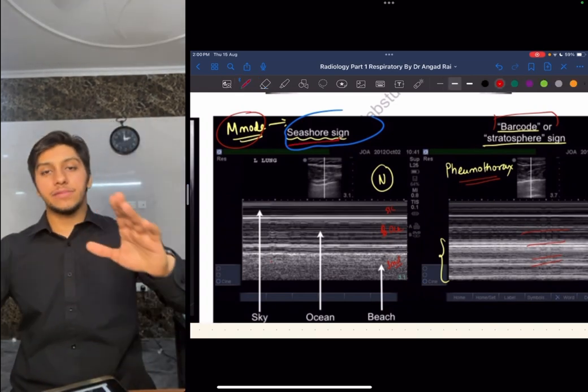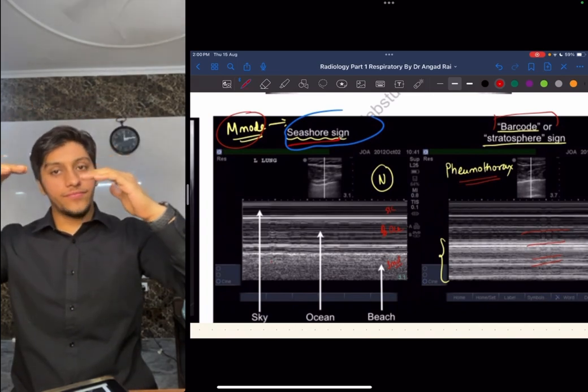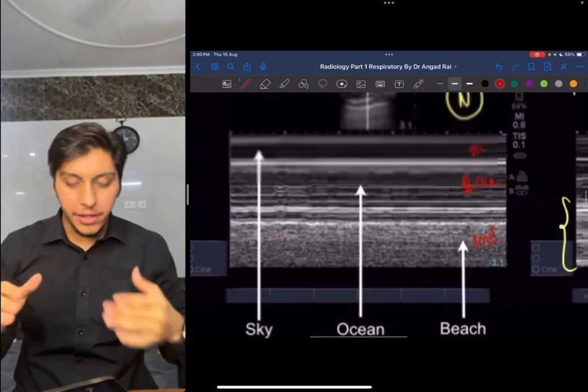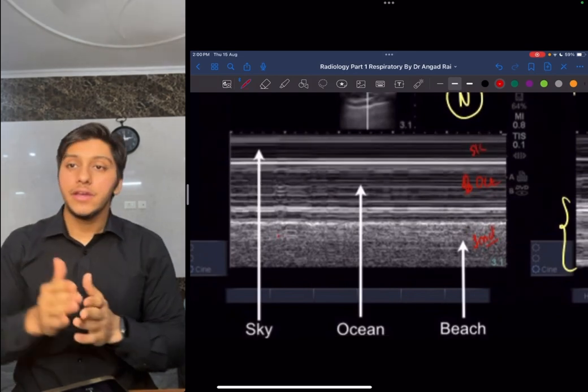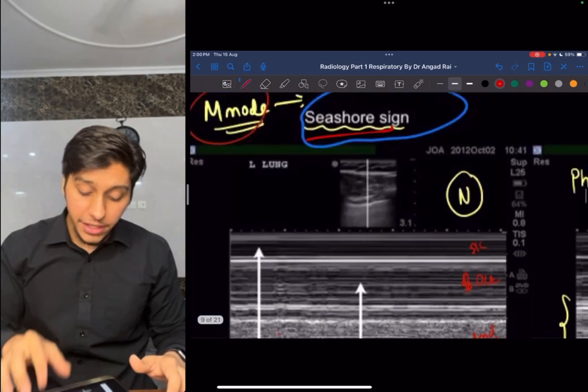What is the seashore sign? Just imagine like this. It is going to be a sky, then your water, and then sand. So it's an imaginative way to understand this. On the top is sky, then water, and then sand. This is considered in normal conditions.